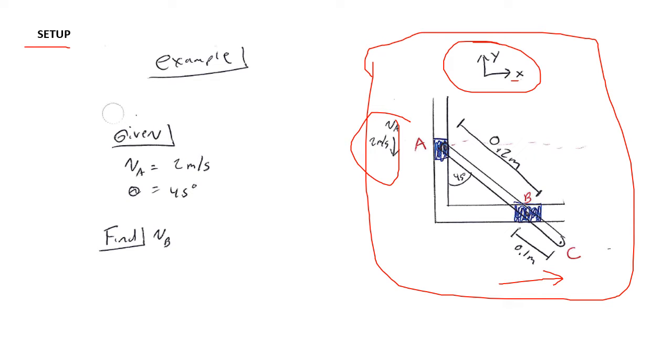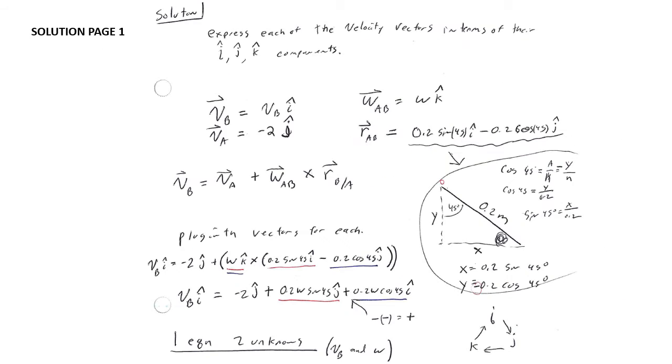I have my length from A to B is 0.2 meters. I have my initial angle, 45 degrees for theta. And I have my length from B to C of 0.1 meters. I have my given V sub A is equal to 2 meters per second. Theta is equal to 45 degrees. And they're asking us to solve for V sub B. Now that we've created our setup page, we have a place we can reference back to if we need any information as we're going through the solution to our problem.